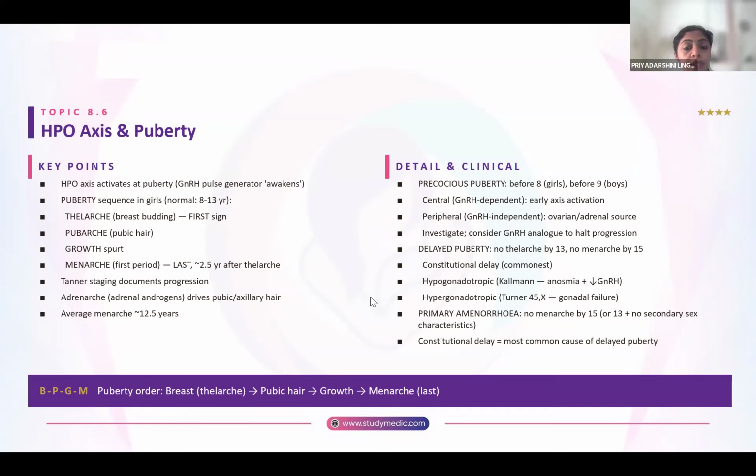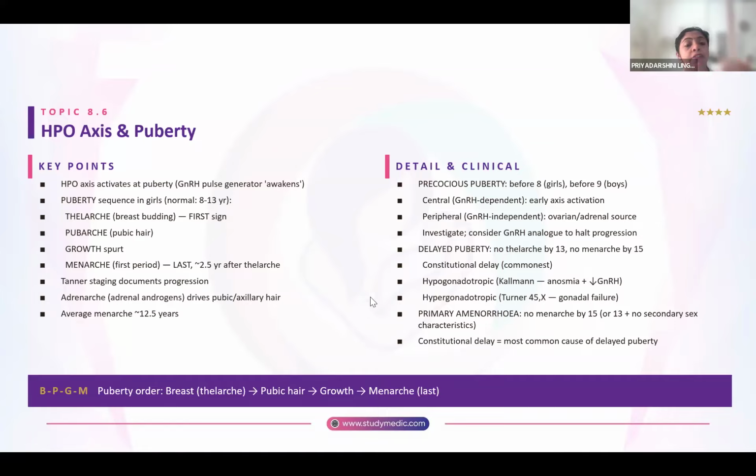Apart from that, the most common causes are hypogonadotropic causes like Kallmann syndrome. Kallmann syndrome key features is anosmia with reduced amount of GnRH. So another syndrome we are coming across here, which is Kallmann syndrome. Second thing can be hypergonadotropic, that is increased amount, which is seen in gonadal failures like Turner syndrome. So these are the most common cause of delayed puberty.